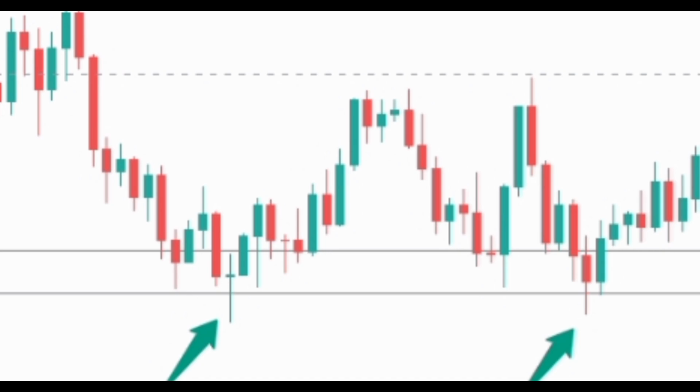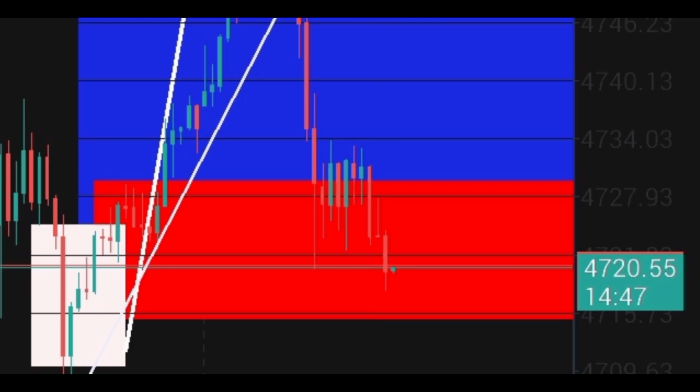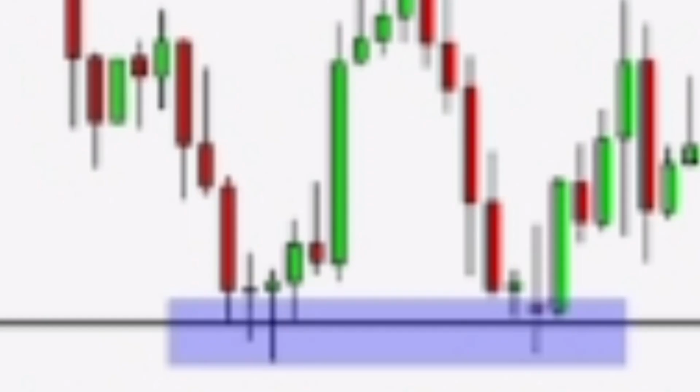So how do you mark support correctly? You look for areas where price touched multiple times and rejected to the upside. These are called areas of interest. Don't mark support using one exact line only. Think of support as a zone where price reacts repeatedly.